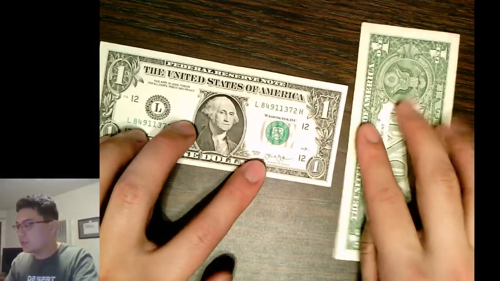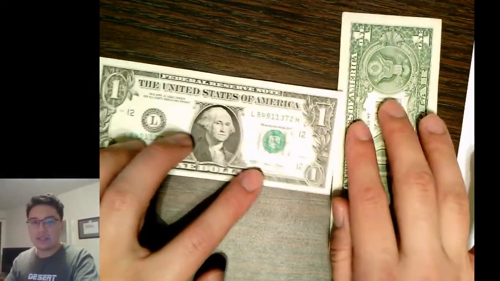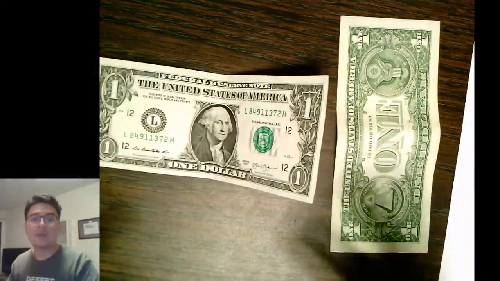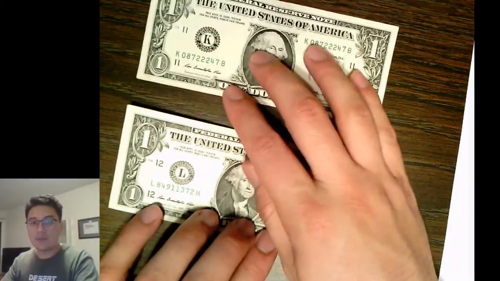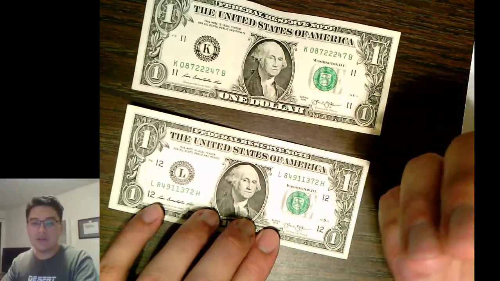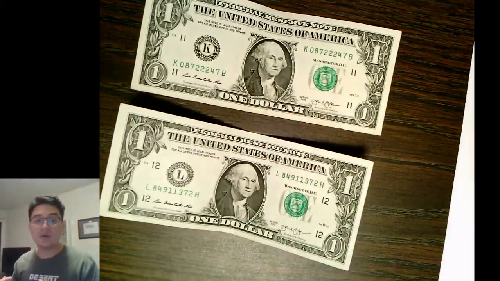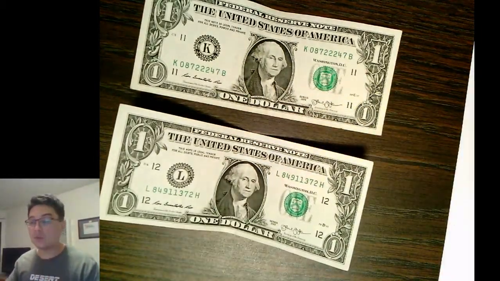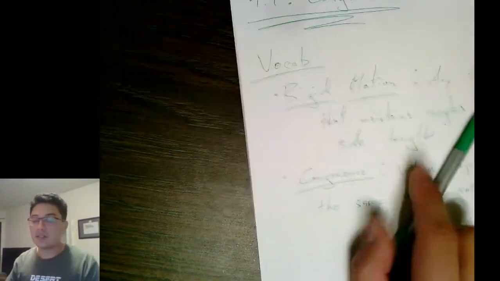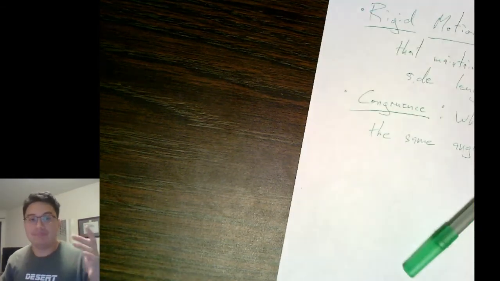So a rigid motion is any transformation that leads to a manipulation of a given object, whereas a congruence is when we have two objects that have the same measurements, the same angles. So a rigid motion leads to congruent objects. That is the big takeaway for this section: a rigid motion generates congruent objects. You should write that down.